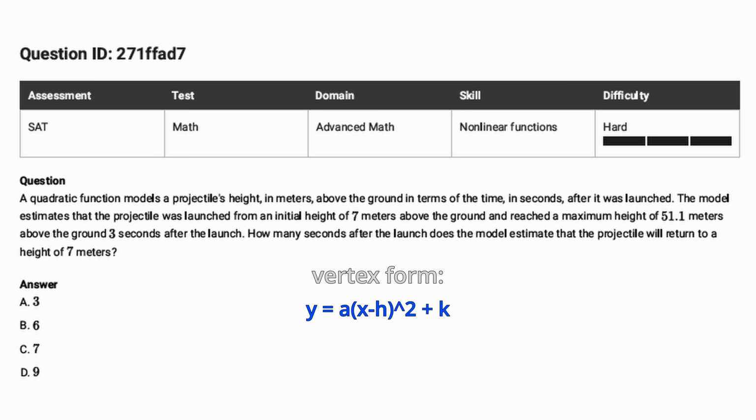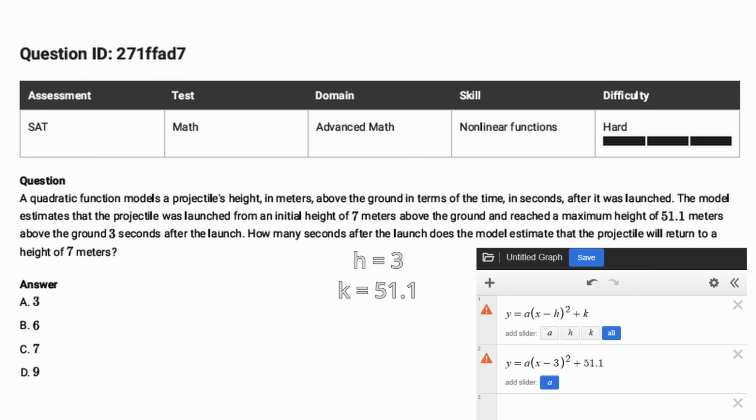Now, to start off solving this question with Desmos, you wanna type in the vertex form equation, just the vertex form equation. No numbers yet, just the variables, all right? That's what you want on the first line. Then you want to look at the text and ask, what do we know? We know the maximum height is 51.1 meters 3 seconds after launch. The vertex is (3, 51.1) because height is the y-axis, the seconds is the x-axis. And so you plug in those variables into h and k. h is 3 and k is 51.1. So now on the second line, we have y equals a(x minus 3) squared plus 51.1.